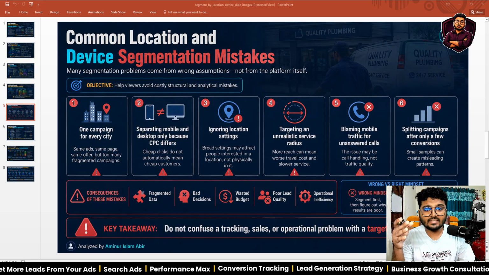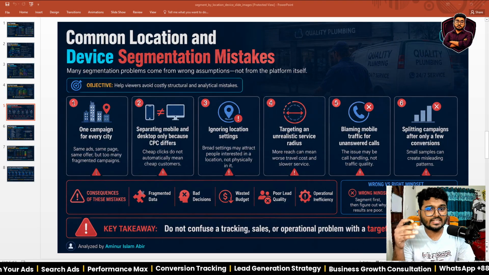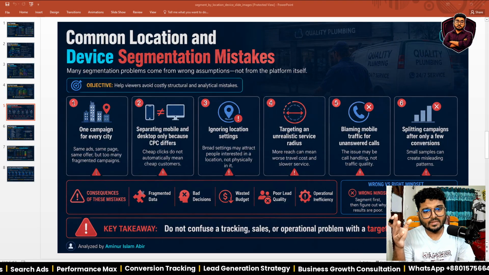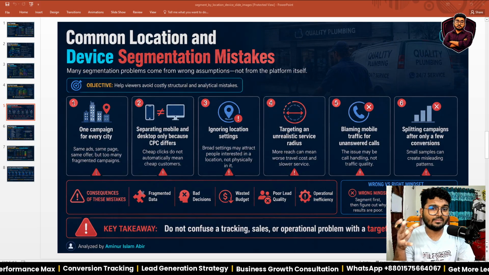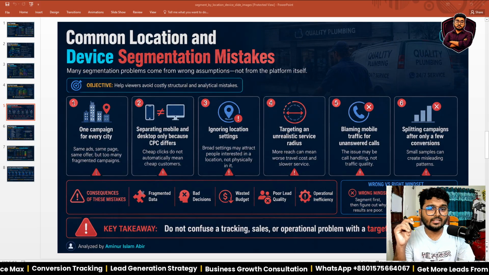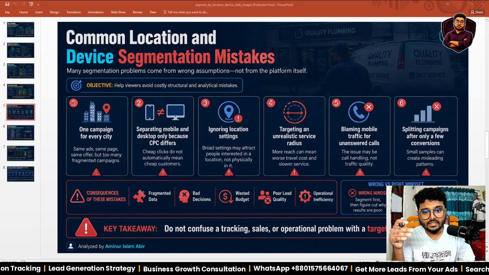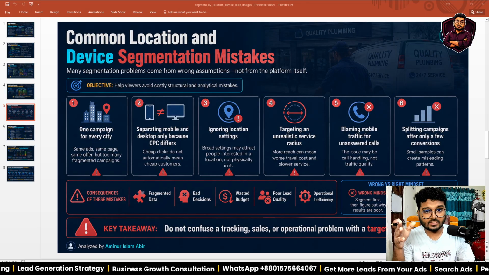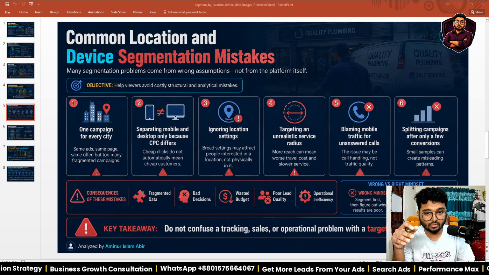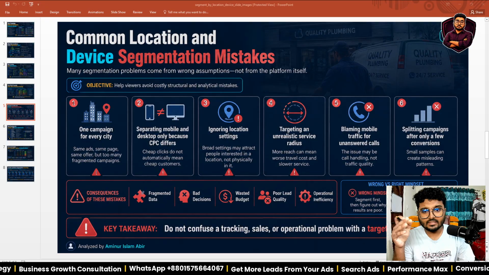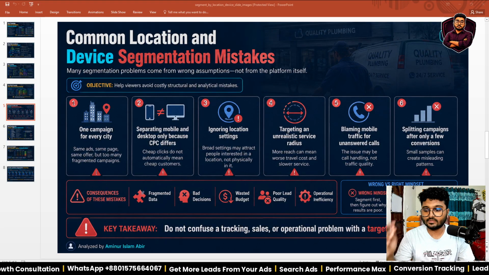The sixth mistake is splitting campaigns after only a few conversions. Small samples can create temporary patterns that disappear when more data is collected. So do not confuse a tracking problem, a landing page problem, or a sales problem with a location or device problem. Good segmentation decisions require enough data, it's true, and a correct diagnosis of the underlying cause. Next, let's look at the best practice process for improving location and device performance.